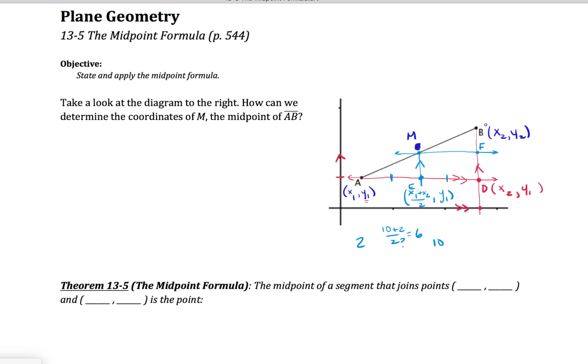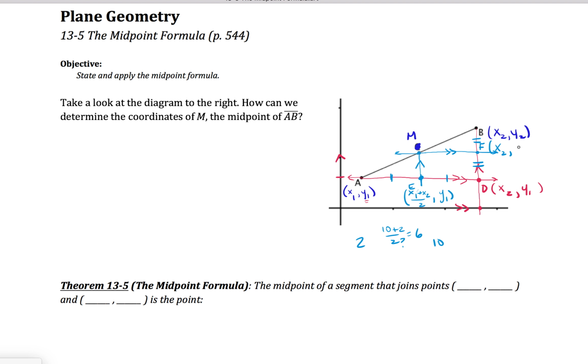Now we can do something similar over here with point F. It's the same idea. This line we know is going to be parallel to this side of triangle ABD. It's parallel to segment AD. It goes through the midpoint of segment AB. So that means that F would also be the midpoint of segment BD. So F has the same x-coordinate as B and D, an x-coordinate of x2.